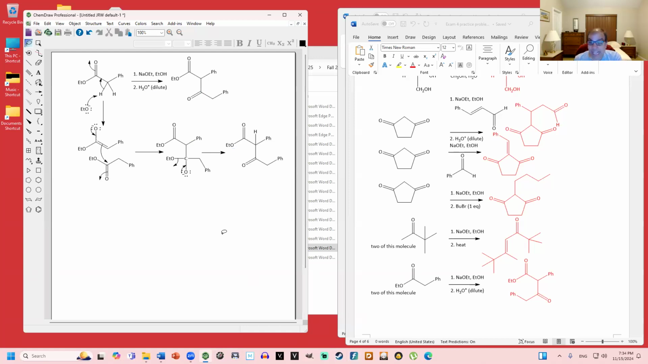Since this question is not asking for the mechanism, we don't need to worry about that. We just recognize we've got our product here. In real life, if we were drawing the mechanism, we'd show the deprotonation by ethoxide ion and then the reprotonation by a hydronium ion. But if I were doing this test, I would just stop right there. That's my product.